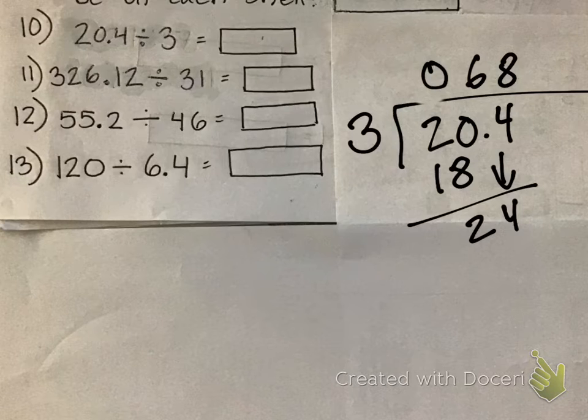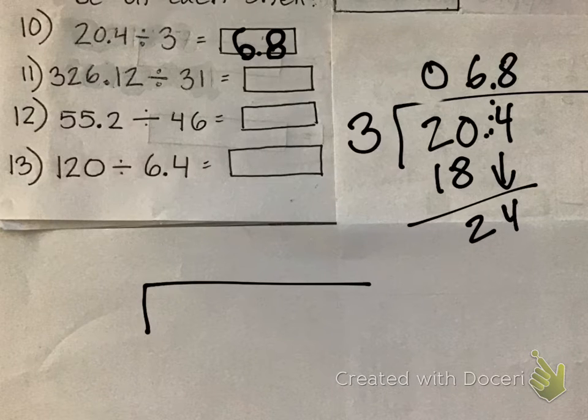But now here's the thing. We have to bring our decimal straight up. It's 6.2. So that's how our decimal works. 6.8. So we get our answer to be 6.8. Does it make sense how we just brought the decimal straight up? Let's look at the second one.